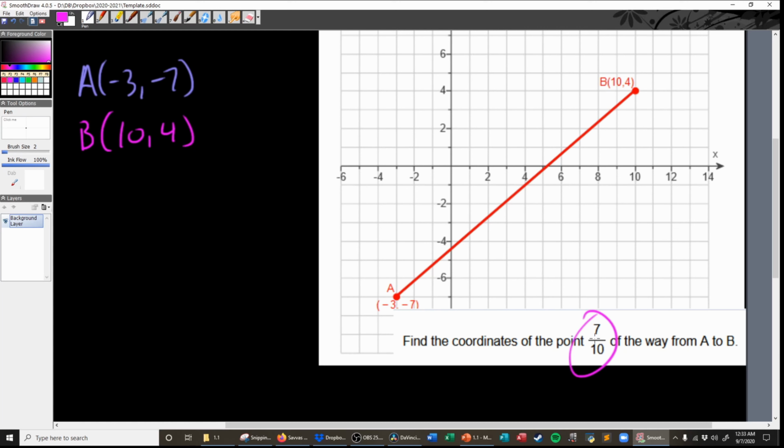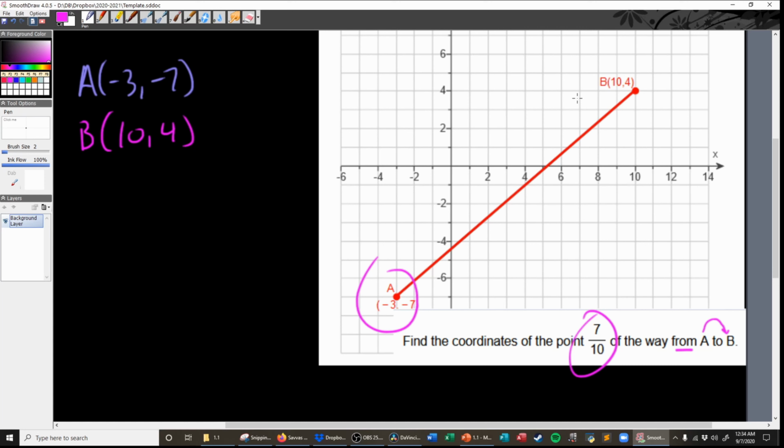So it says 7/10 of the way from A to B. That means starting at A and traveling towards B. So when I find my change in X and Y, I need to add them to A, not B. We could go from B to A, and that would be a slightly different problem, and it would definitely land us in a different spot. But we need 7/10 of the way from A to B.